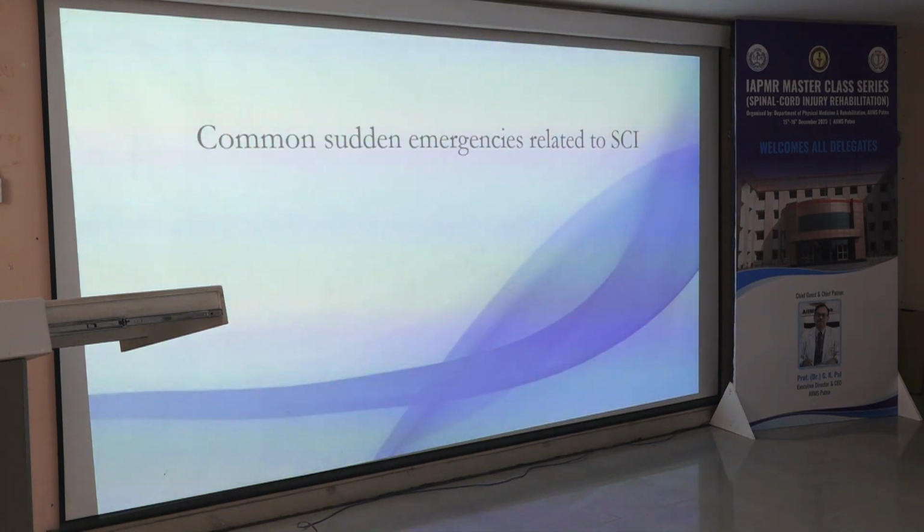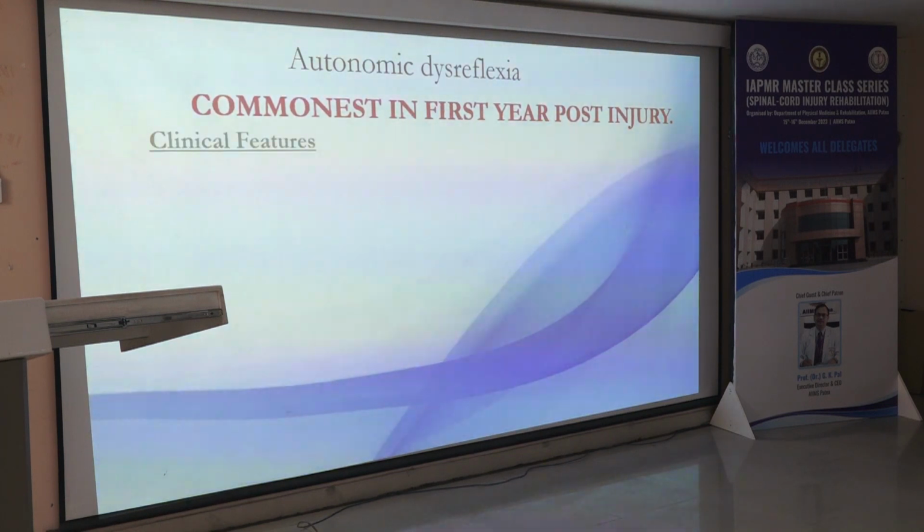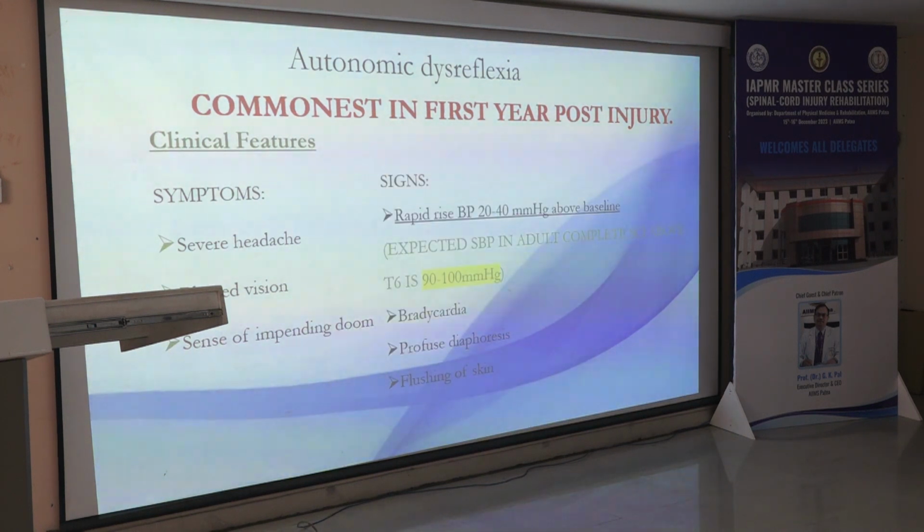So what are the common sudden emergencies related to SCI? We know we have discussed AD and we have discussed PE. In the morning, there was a lot of discussion about AD. It is commonest in the first year of injury. If you get a call that an SCI patient has become sick with a severe headache, blurred vision, sense of impending doom, then definitely you check the blood pressure.